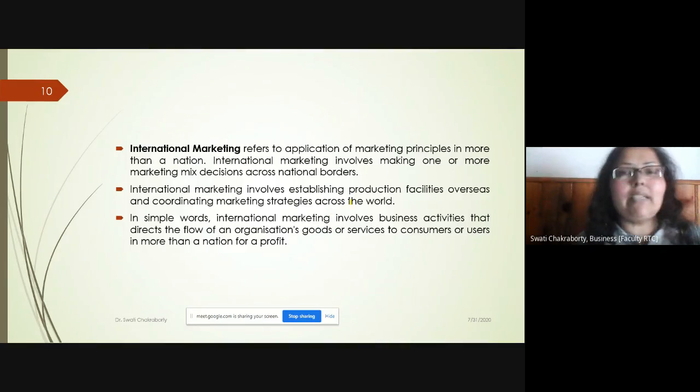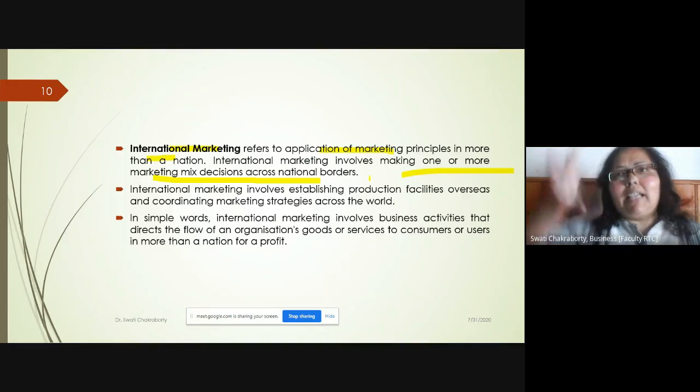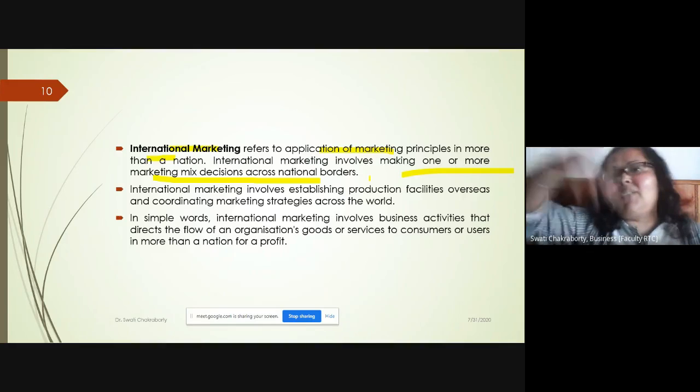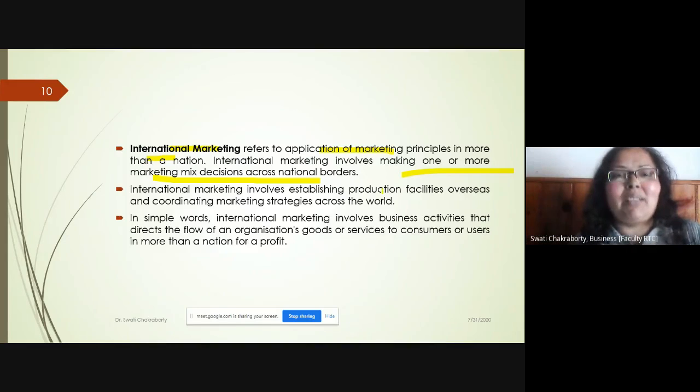Now, next we come across international marketing. What is international marketing? When we say international marketing, it refers to using the same marketing principles, but in more than one nation. It involves making one or more marketing mix decisions across national borders. The marketing mix decision for one economy may not be valid for another, so you have to make multiple marketing mix decisions. It also involves establishing production facilities overseas and coordinating marketing strategies across the world.